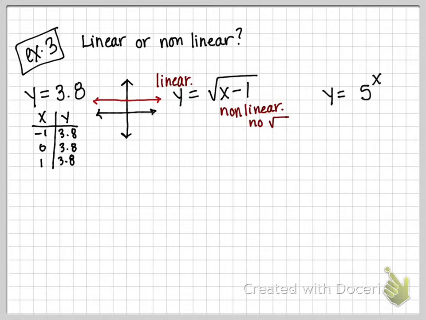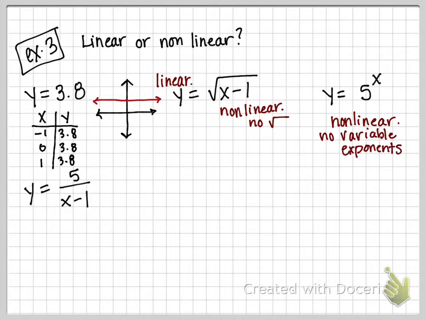What about this one? Linear or non-linear? 5 to the x. You can't have the x as an exponent. So basically, if you see exponents with the variable anywhere, if the variable has an exponent or if it's as an exponent, no variable exponents. So this is non-linear. What about this one? y equals 5 over x minus 1. Linear or non-linear? It is non-linear. Good.